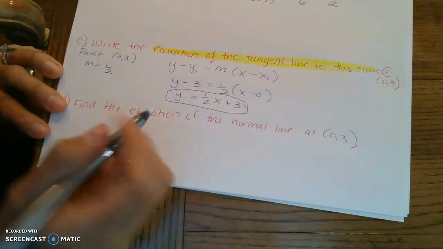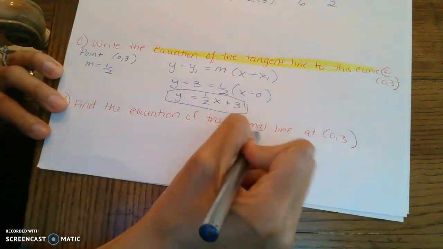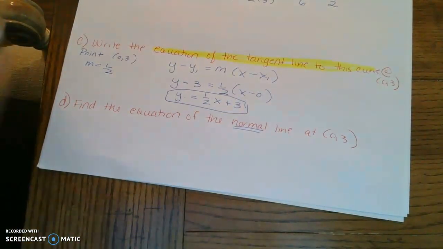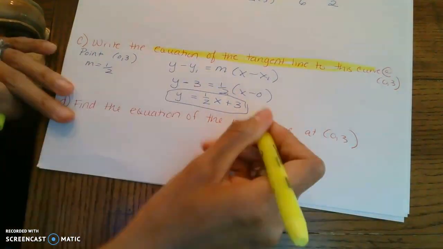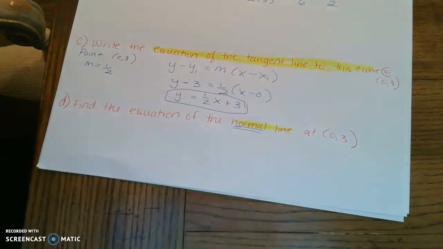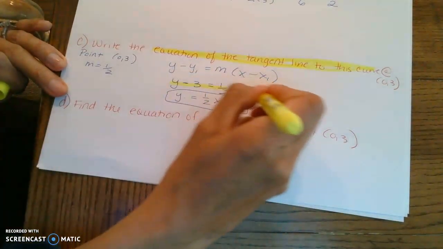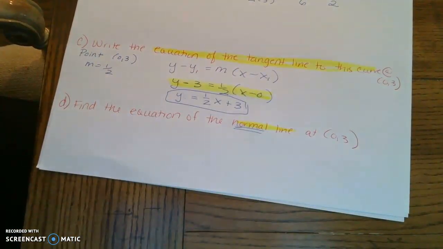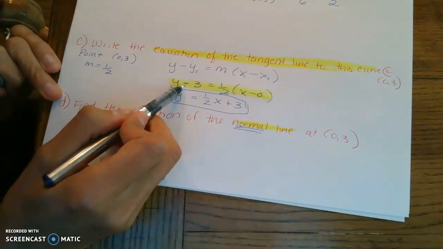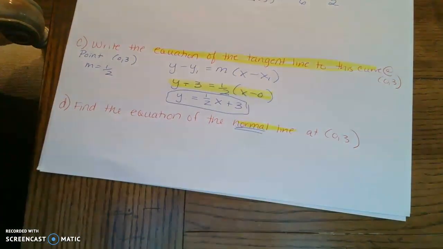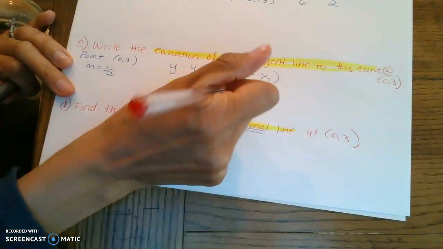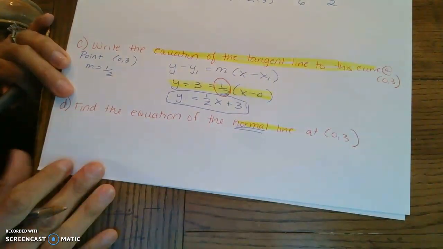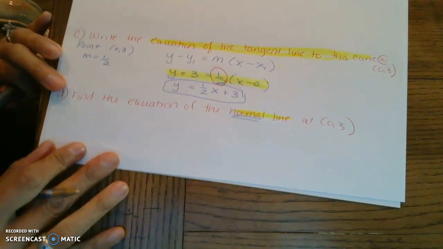And then last piece is find the equation of that normal line. We remember that from the last unit, that the normal line's perpendicular to the tangent line. That's why it's always nice to have this to refer to. Because yes, that's the equation of the tangent line. And if I want the normal line, I'm just going to go back to this step, and all I'm going to do is take this slope of 1/2, and to be perpendicular, it's the opposite reciprocal.